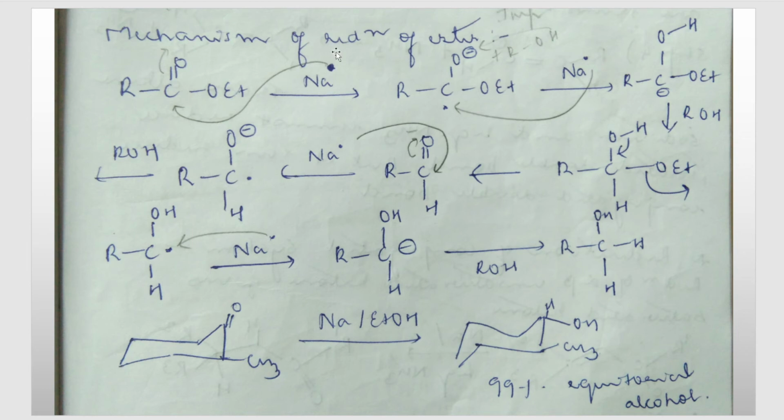Next, we are studying the mechanism. It is the same thing even for esters. How does the reduction mechanism take place? How is an ester reduced to an alcohol? We are taking an ester here in the presence of sodium in a protic solvent, that is, a metal in a protic solvent. How does it reduce the ester to an alcohol?